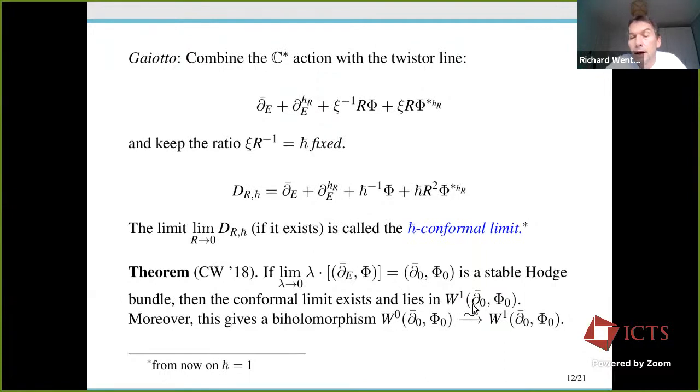And it lies in this stratum W1. So in other words, it gives you a flat connection whose associated graded recovers this as its Hodge bundle. And in fact, this gives you a biholomorphism between the fibers in the Dolbeault moduli space and the fibers in the de Rham moduli space.